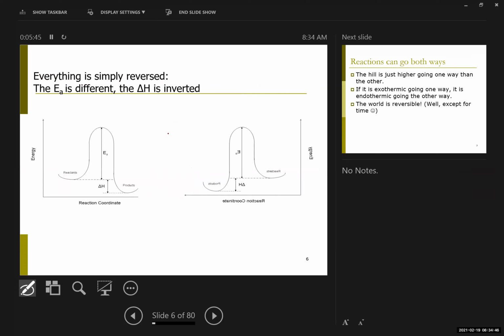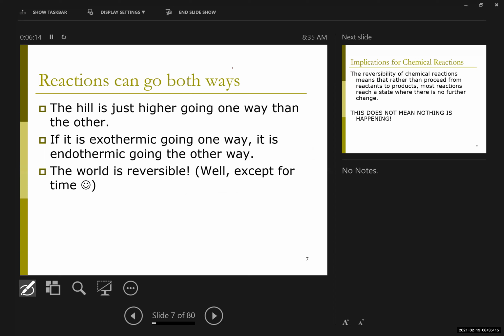Which means I don't really have a limiting reactant type problem where everything just keeps going one way until you run out of something. Because while it's going one way, it's also going the other way. And if I were to, for a second, run out of something, the reverse reaction would start remaking it. And so in general, reactions can go both ways.